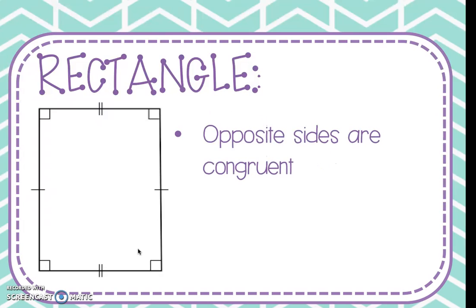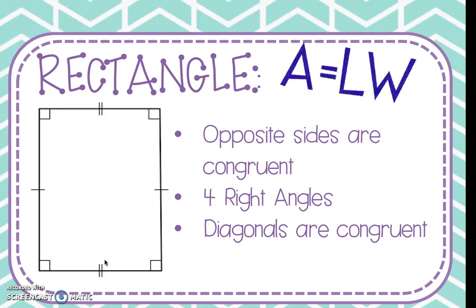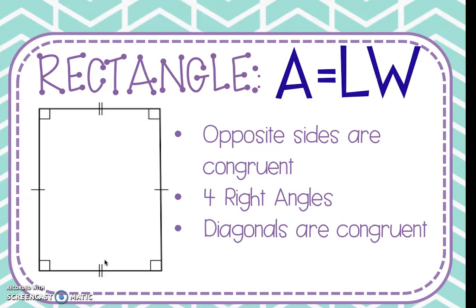All right, so a rectangle is just a smidge different, lots of the same characteristics, but one big difference. The opposite sides are congruent. On a square, all of the sides were the same. On a rectangle, only opposite sides are the same. We can see that because we have two tick marks here, same here, and across from here we have one tick mark. So that tells us that these are the same and that these are the same, but they're not all congruent. A rectangle also has four right angles, and its diagonals are congruent. The area formula for a rectangle is area equals length times width.